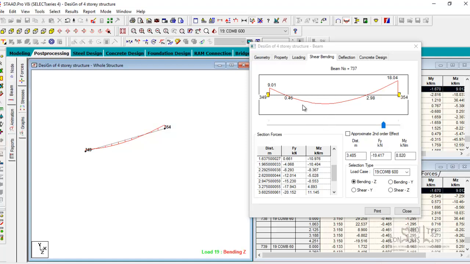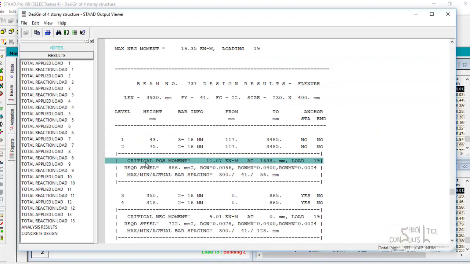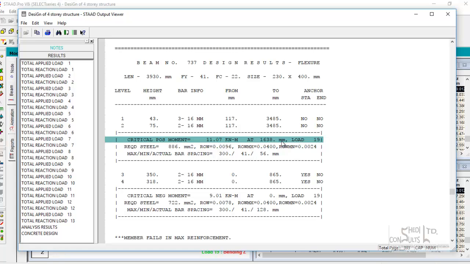So it's giving you the location of your flexural bending sagging moment reinforcement. It tells you the critical positive moment is 11.07. It tells you where you need this reinforcement. You need it from 0.117 to 3.485 meters. And then this other one, you need it at this location. So you need 5T16 at that location. The critical moment is 11.07, and it occurs at 1.638. The required area of reinforcement is 886.